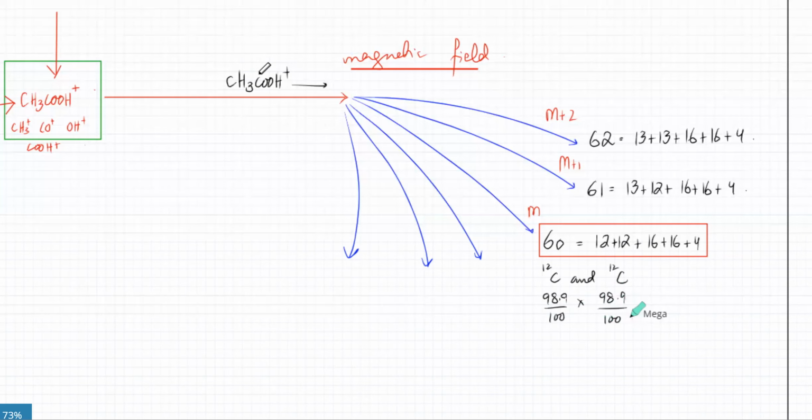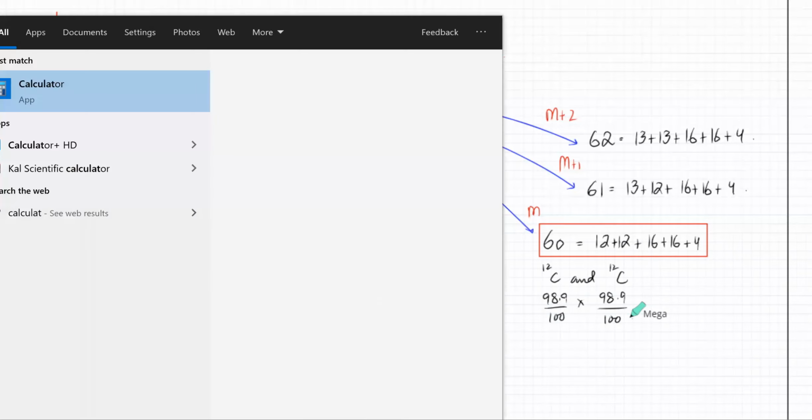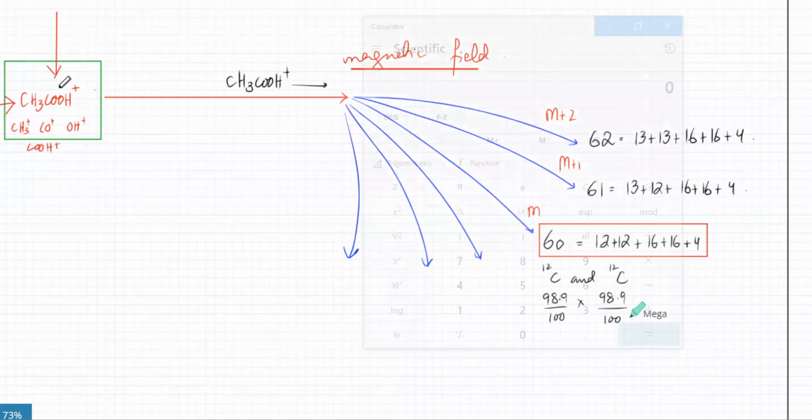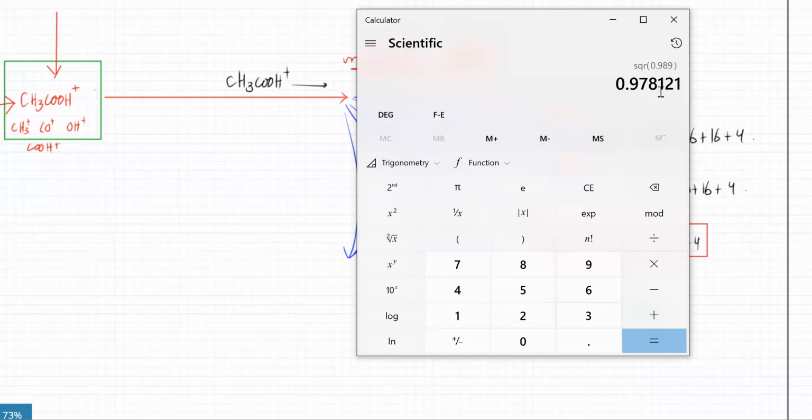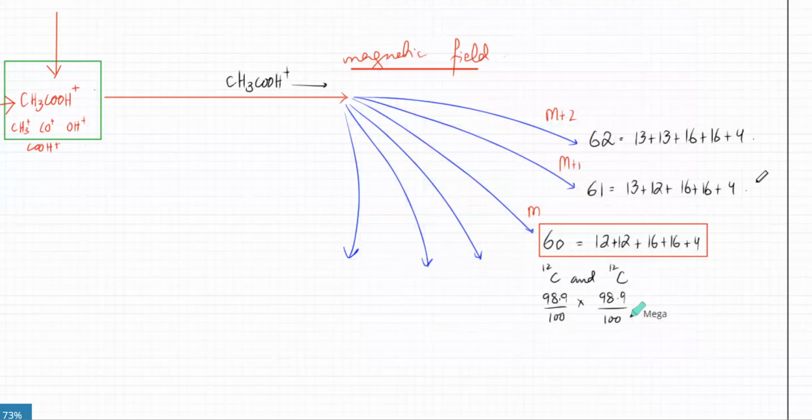Okay, so this is basic probability. Let me do this on my calculator. I'm going to convert that into percentage at the end. So it's 98.9 divided by 100, and it's got to be squared. It's going to be multiplied by the same thing. So I'm getting 0.9781, and if I multiply it by 100 at the end, it's 97.8%. I'm going to round this off and call it 98%. So there is a 98% chance of getting this particular particle, the one that has both carbons as 12.